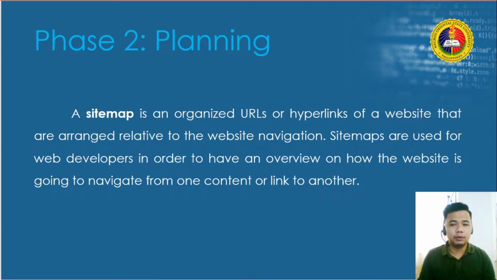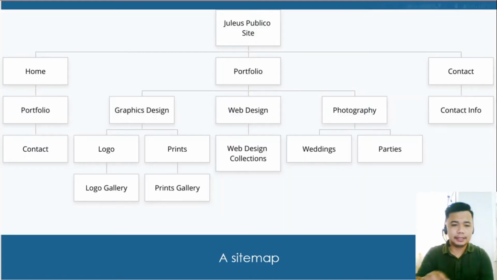Sitemaps are used by web developers to have an overview of how the website is going to navigate from one content or link to another. Okay, let's have a look at this example here. So this is an example of a sitemap. As you can probably see, it is composed of an organized structure of the web pages included on the website.